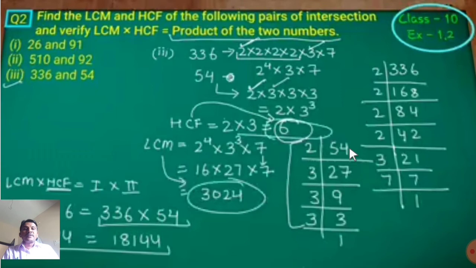The prime factorization of 336 is 2 raised to 4 into 3 into 7. Prime factorization of 54 is 2 into 3 into 3 into 3. That can be written as 2 into 3 raised to 3.